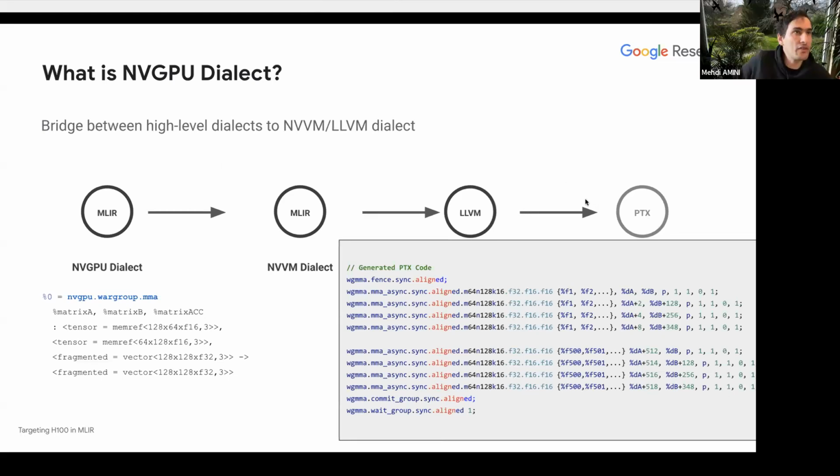The pass I was referring to, I think, was the GPU eliminate barrier, but it works at the GPU dialect level. So it's not specific to the NVGPU itself, indeed. Yeah, we don't have barriers in the NVGPU dialect yet. I mean, apart from the mbarrier.